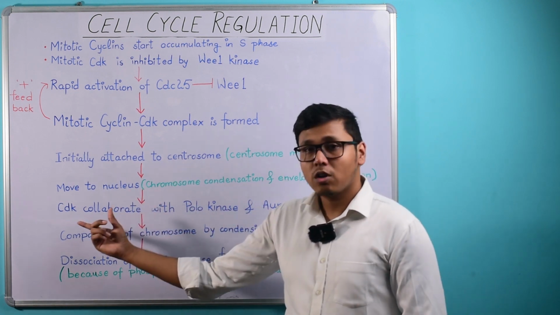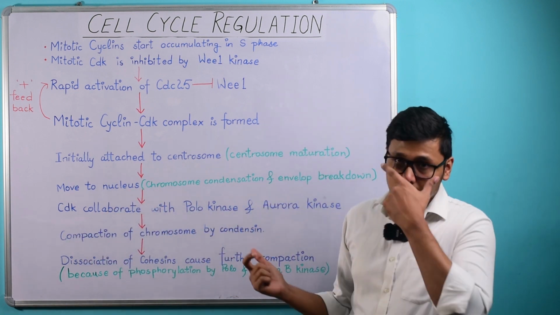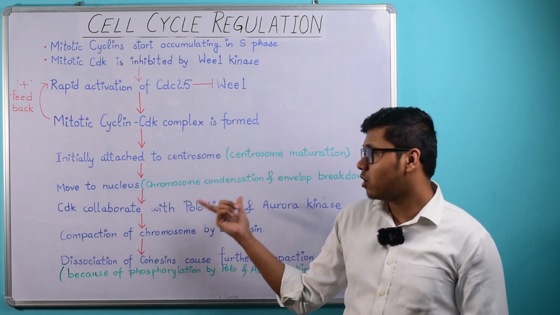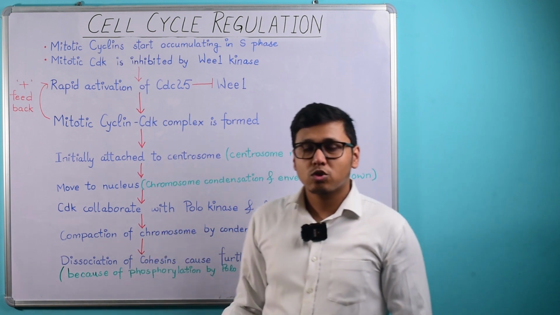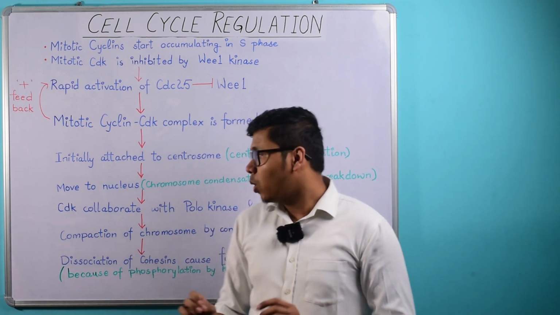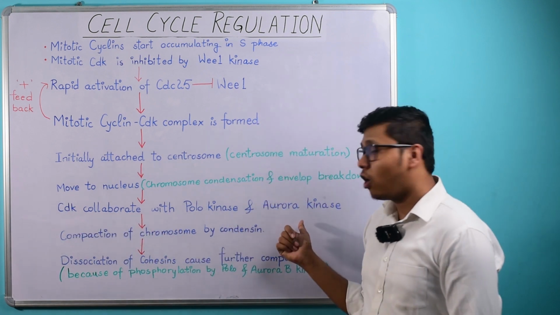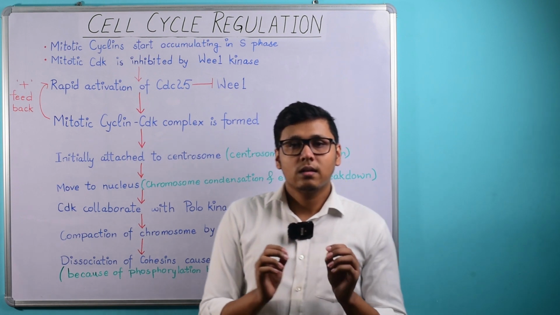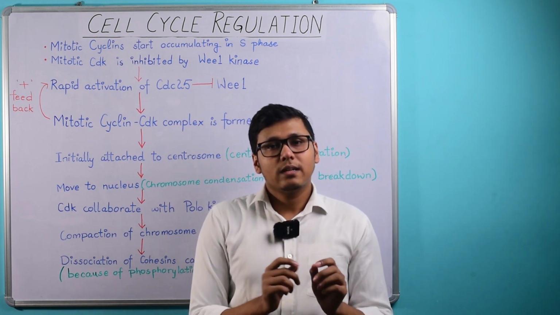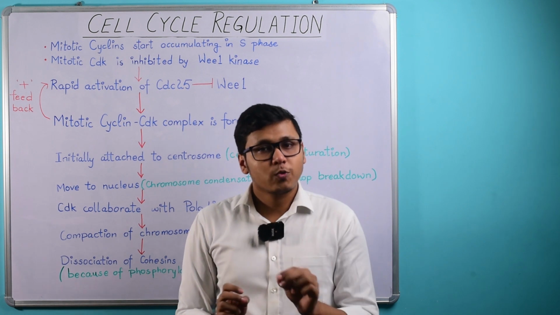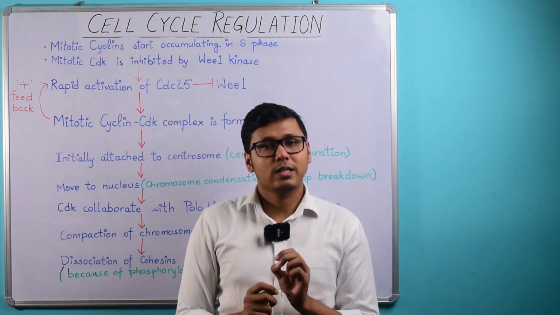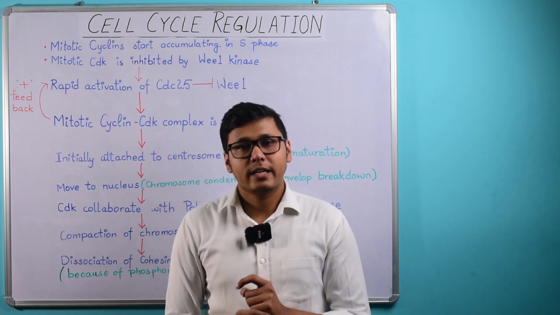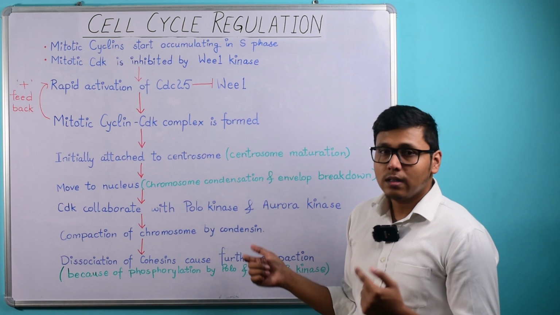So the collaboration of CDK with these kinases also lead to the compaction of DNA. How? The compaction of chromosomes by condensing takes place only when the CDK collaborate with aurora B. And what does that collaboration ensure? Once the mitotic CDK collaborate with the aurora B kinase, it phosphorylate a subunit of histone protein, that is H2A, and only when the H2A is phosphorylated, the condensin can attach to the chromosome.